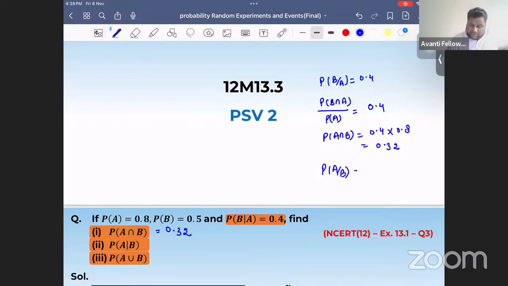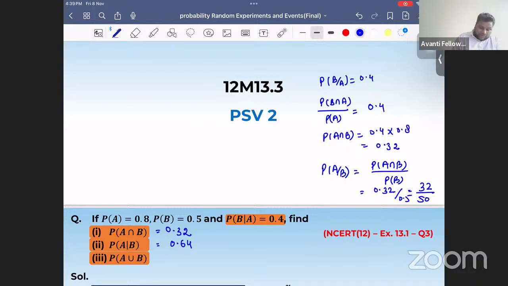Now P(A upon B). P(A upon B) is P(A intersection B) upon P(B). You have both the values. So 0.32 upon P(B), which is 0.5. So that will be 32 upon 50. So this is what? 0.64 it will come if you multiply and divide by 2.